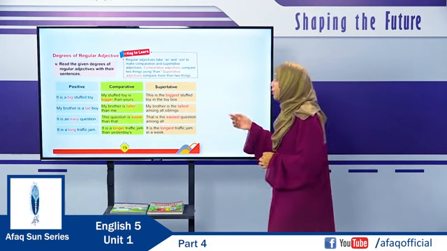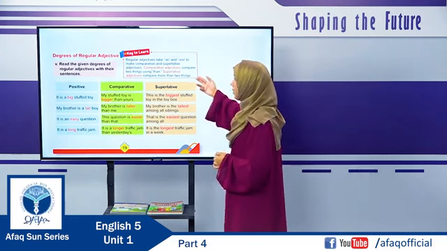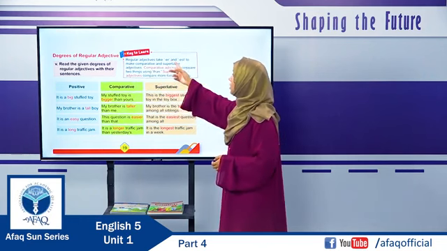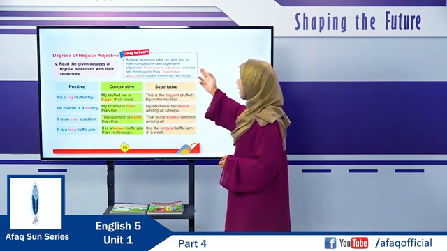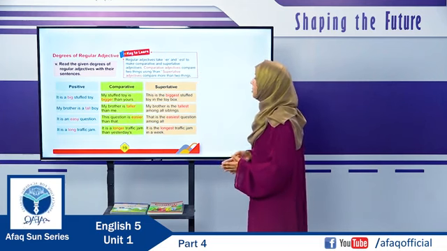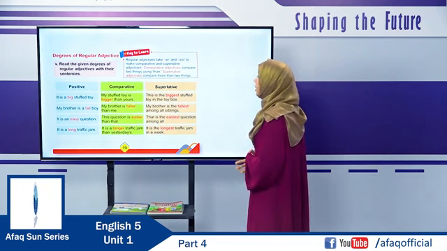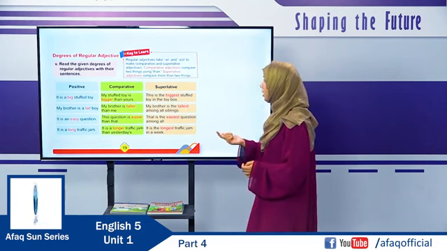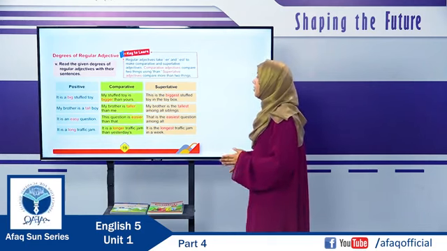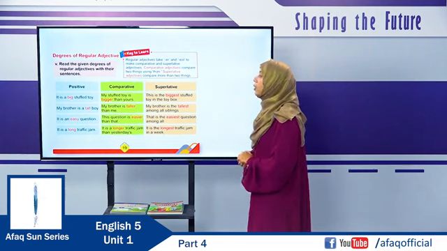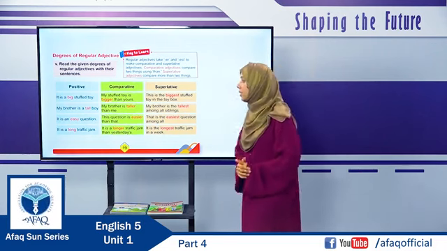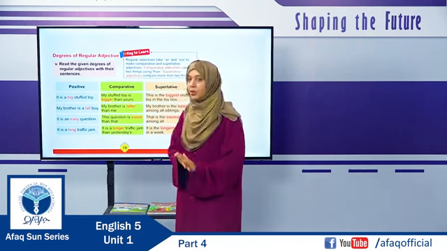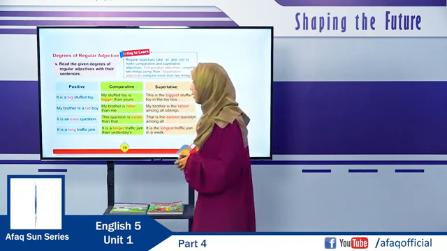Now the definition and the explanation has been given in Key to Learn as well. Regular adjectives take ER and EST to make comparative and superlative adjectives. Comparative adjectives compare 2 things using than, and superlative adjectives compare more than 2 things. We will see different examples as well here. So, as we know that there are 3 degrees of adjective.